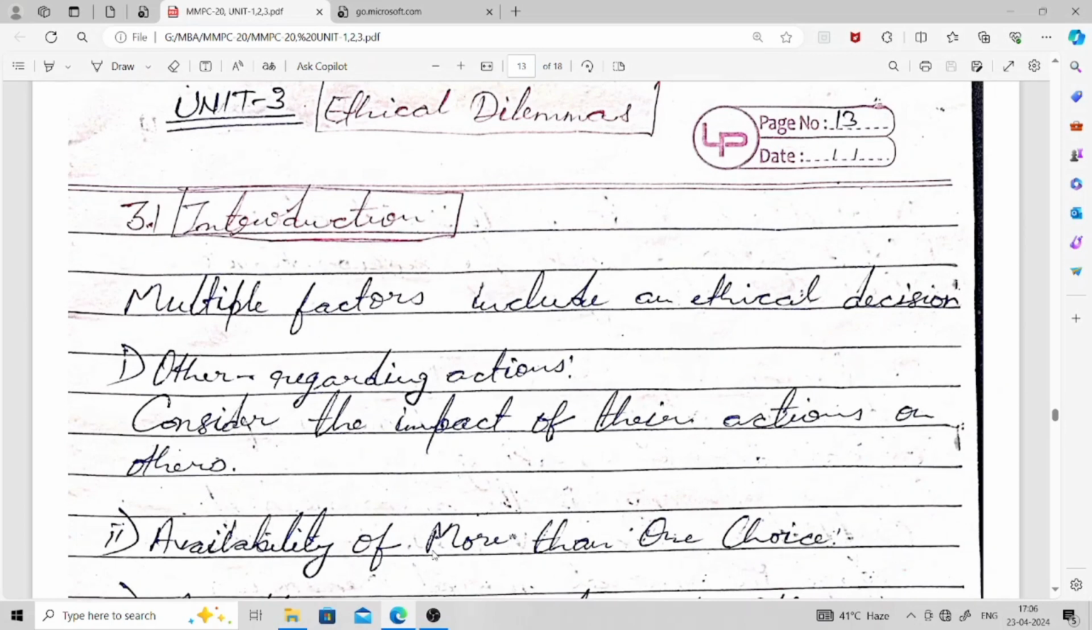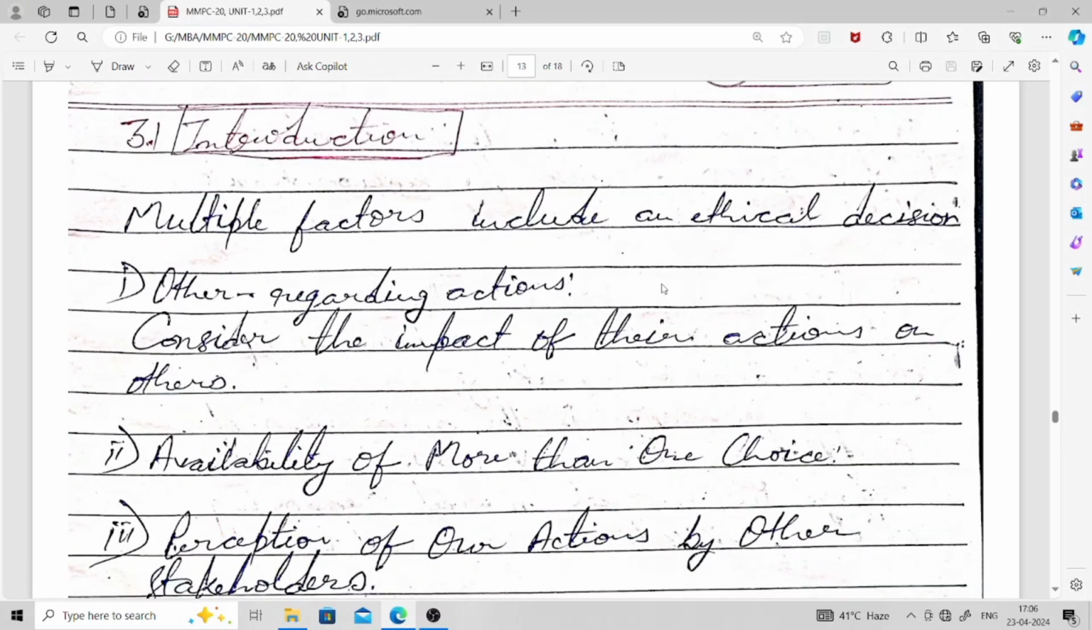Dilemmas. As you can see on your screen, this is a very precise and very correct note you can use for your exam, and for understanding this concept, which can also be helpful for your competitive exams, just like NET or JRF. So now let's start ethical dilemma. This is MMPC 20 unit 3. The introduction is given as 3.1.